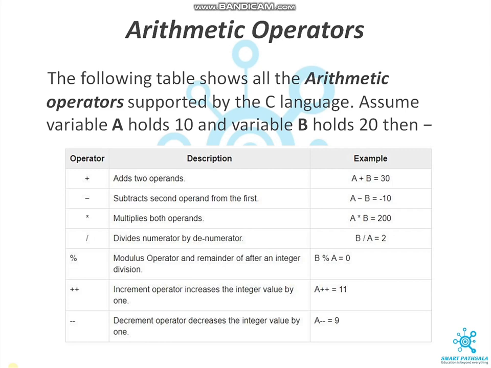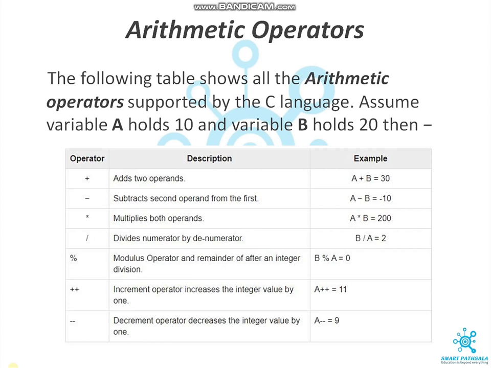Next one is increment and decrement. Now let us see what actually increment and decrement is. We all know that increment is to increase the value, that means here the value of A is 10, and when we use the increment operator, its value increases to 11, and when we use the decrement operator, its value decreases to 9.